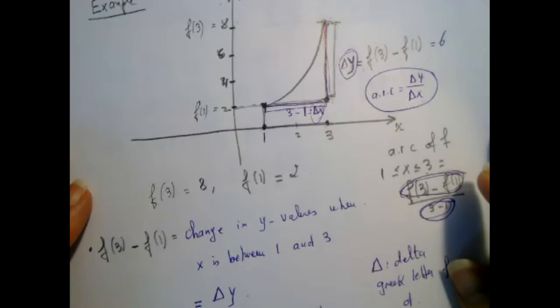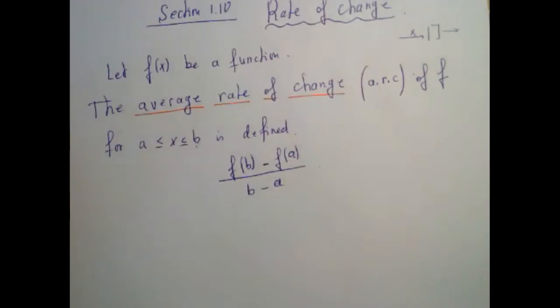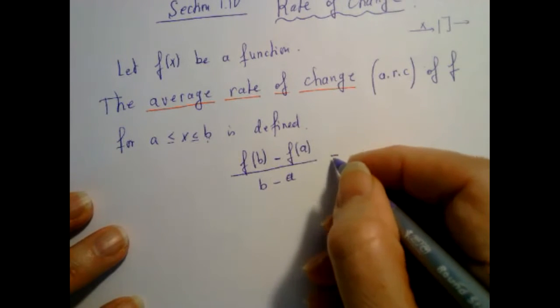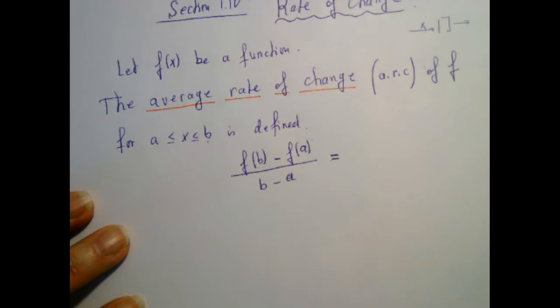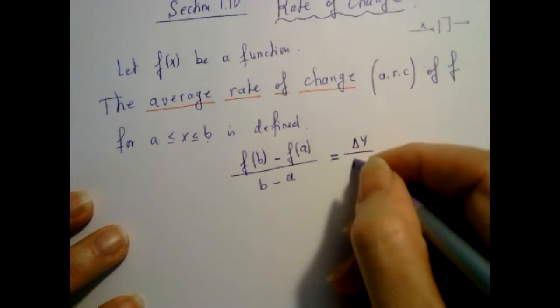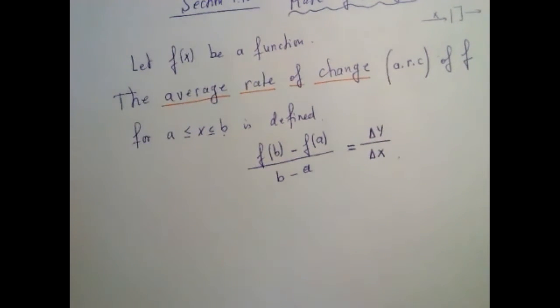Okay. Questions? Very good. All right, so if I go back to the original definition, since I explained what the delta is, I can write this as the change in the y value over the change in the x value.